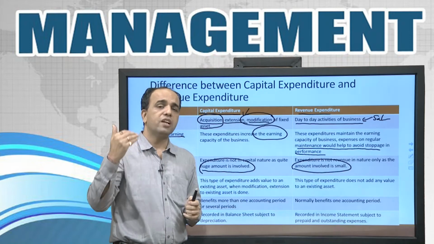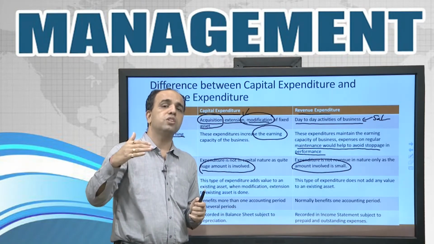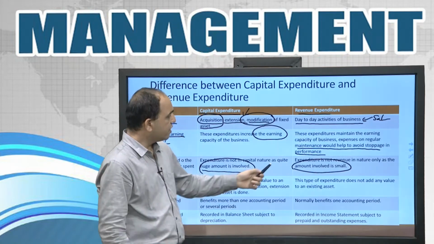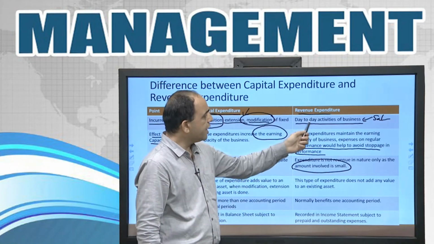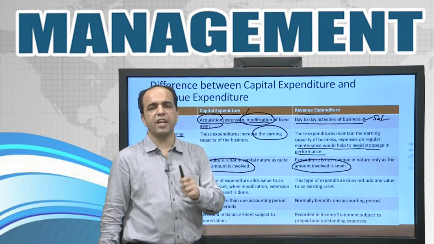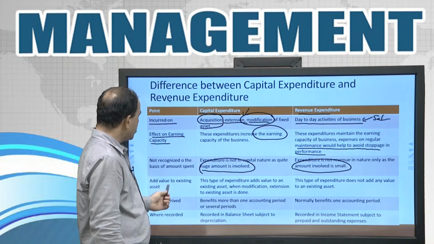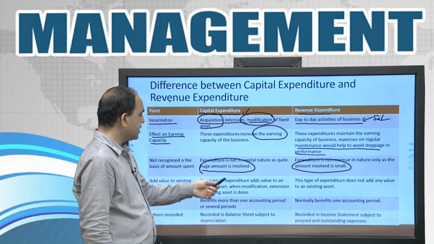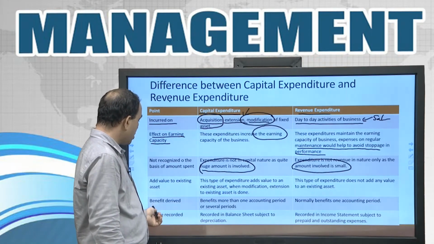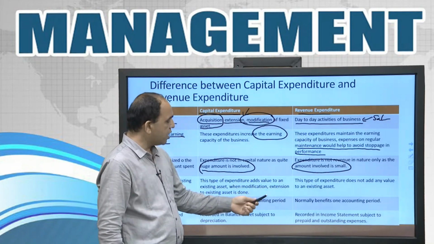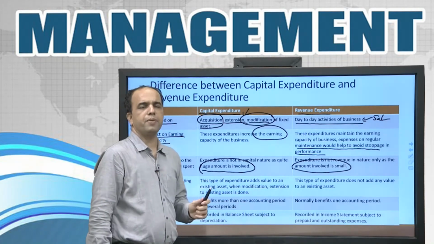So, it will not add value to the assets, but these are for day to day transactions. With the help of this expenditure, day to day activities of business can be done properly. Capital expenditure adds value to existing assets. As I said, this type of expenditure adds value, and the benefits derived are for more than one accounting period or several periods.